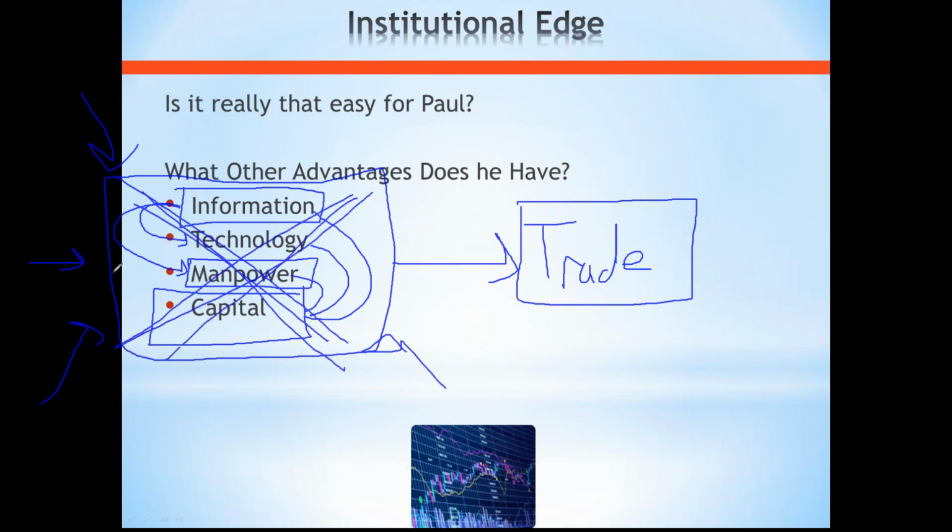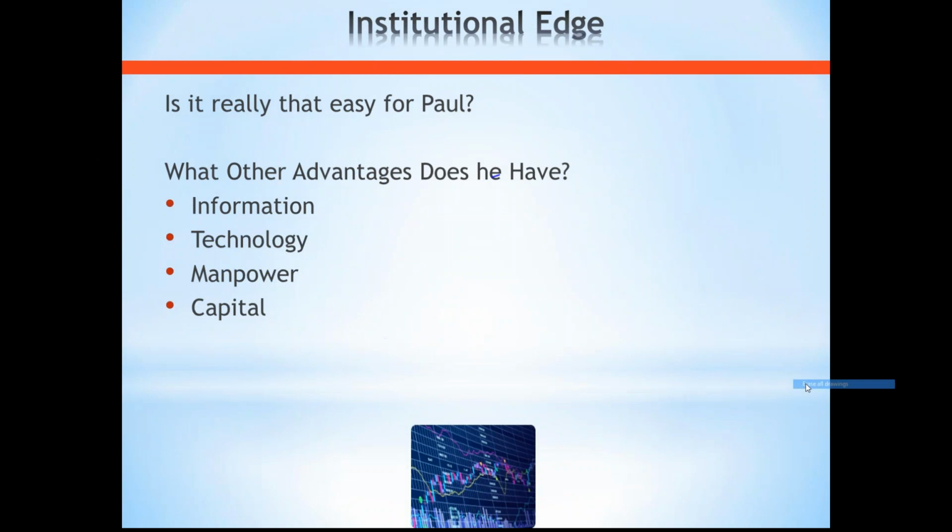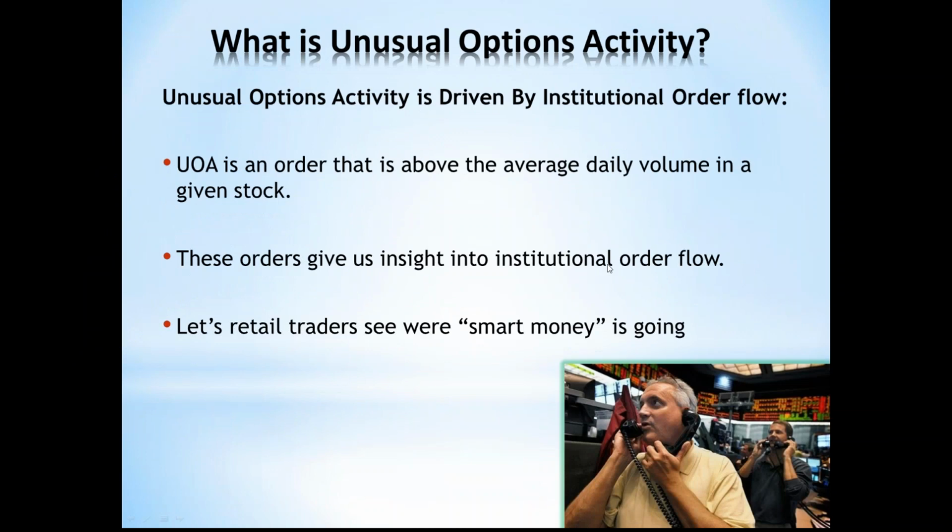So all that we're going to be talking about today is how I can identify the institutional order flow that comes through, and what order flow is relevant to me as a retail equity options trader, okay? So this is where we enter into unusual options activity. Unusual options activity is a window into institutional risk and where the big smart money is putting all of their risk capital, okay?